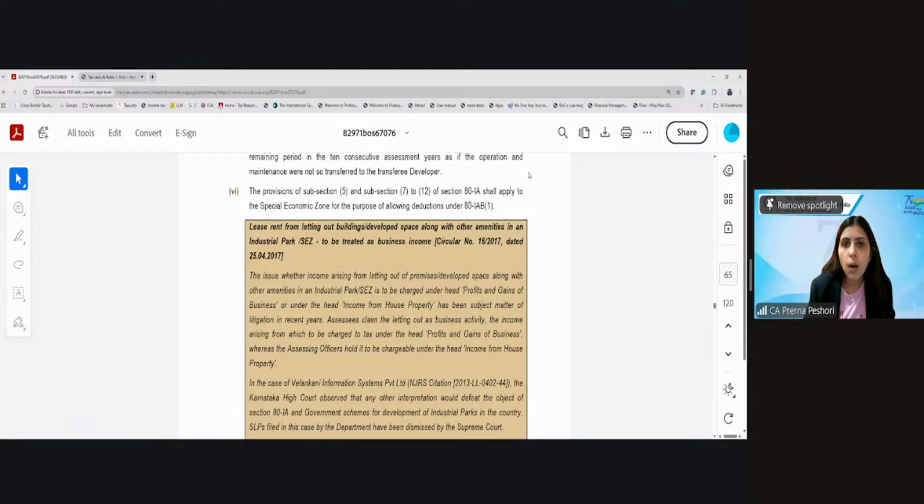Yes, students, what is the carve out? Income from letting out of the property. Under which head is it taxable? House property, Jyoti? Yes. But what if my business is to lease out the spaces, develop spaces in SEZ? If it is my business, under what head will it be taxable? If I am in the business of letting out, under which head will I be taxable?